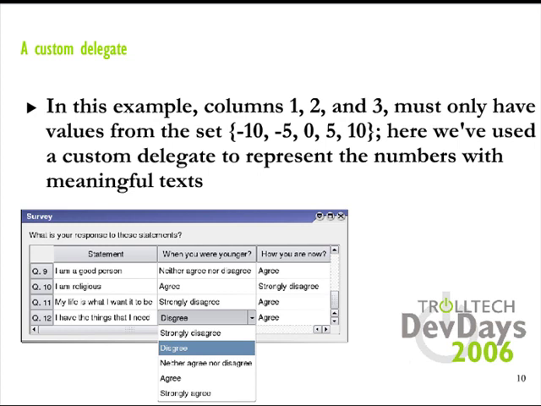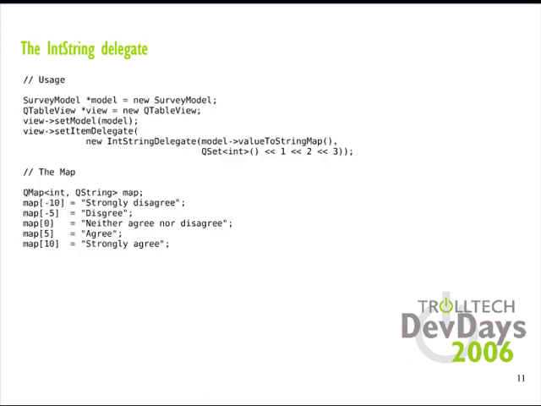Well, before I look at the implementation, I just want to show the usage. We create a model, and it's very typical that the model is our own custom model. We then create a view, and again, it's very common we use one of the standard views that Trolltech provides. It's rare that you have to create new views. So we set the model on the view, but the next line, the fourth line down, is a bit different. We create and set an item delegate. Now, I've given it the unlovely name IntStringDelegate because it's mapping integers to strings.